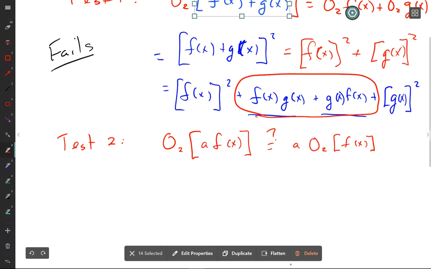And so when we look at this on the left side, we're going to have a f of x squared. On the right side, we have a squared f of x. When I said it, it sounded the same, but they're not the same because this has a squared and this one just has a. So it fails the second test as well.